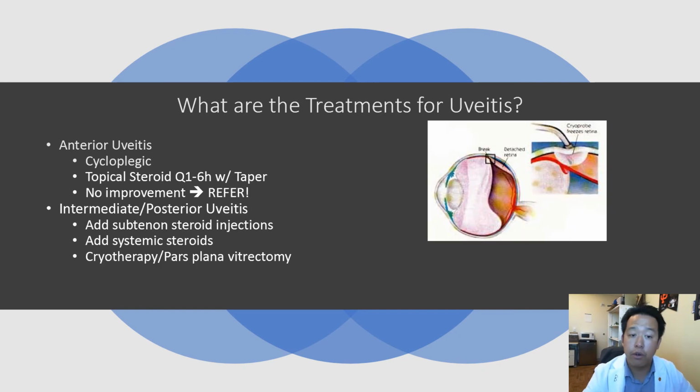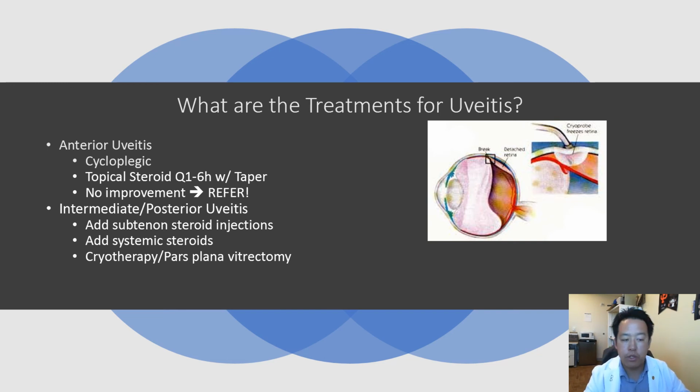Now, what are the treatments for uveitis? Well, for your typical anterior uveitis, you can prescribe a cycloplegic to give them some comfort and reduce that pain. Topical steroid, depending on how severe it is, go from Q1H to Q6H, and of course make sure you taper that steroid over a course of, let's say, 3 to 4 weeks, reducing a drop every week. You can do your own strategy, but make sure you do taper that steroid so you don't get a rebound. And of course, anything you're scared of or that's not improving, refer immediately.